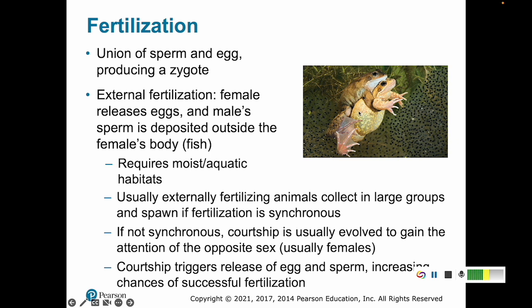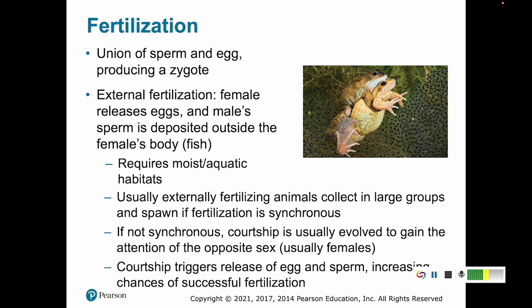Here in these frogs, this happens when they're in contact with each other, but this can happen when they're not even in contact with each other. The eggs can be laid, and then the male can come and fertilize them without even touching the female. External fertilization requires a moist habitat or an aquatic habitat so that those eggs are kept moist.